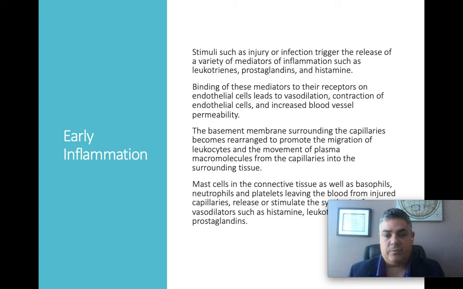So we get leakage, but it allows trafficking of immune cells from within the cardiovascular system out into the periphery. As a result, we notice that the basement membrane surrounding these capillaries becomes rearranged to promote the migration of these leukocytes and the movement from plasma and through the capillaries into the surrounding tissue.